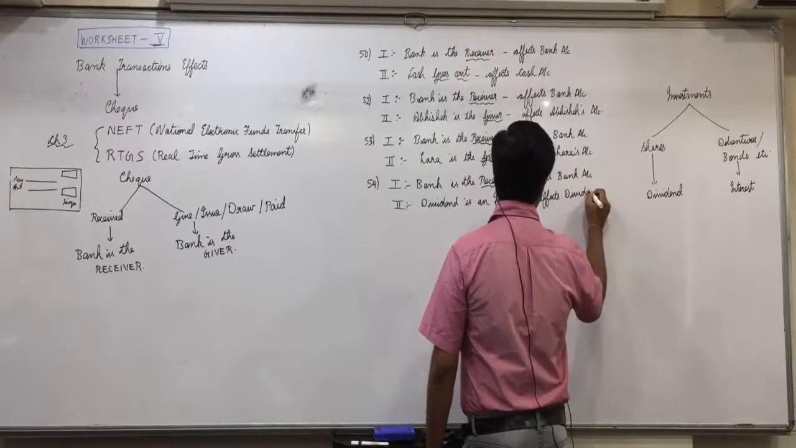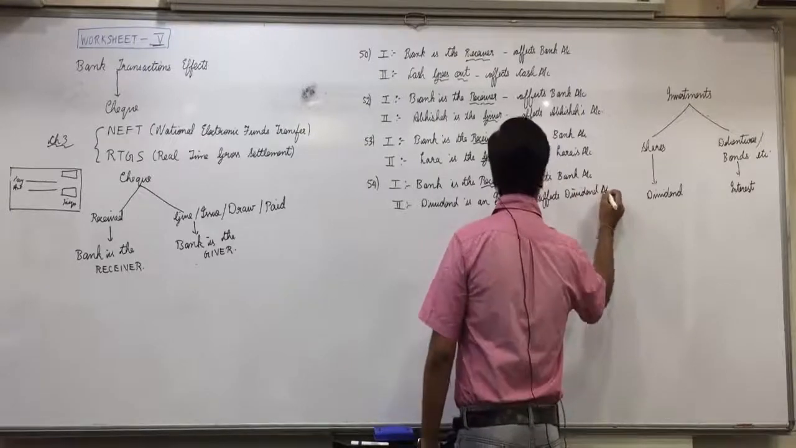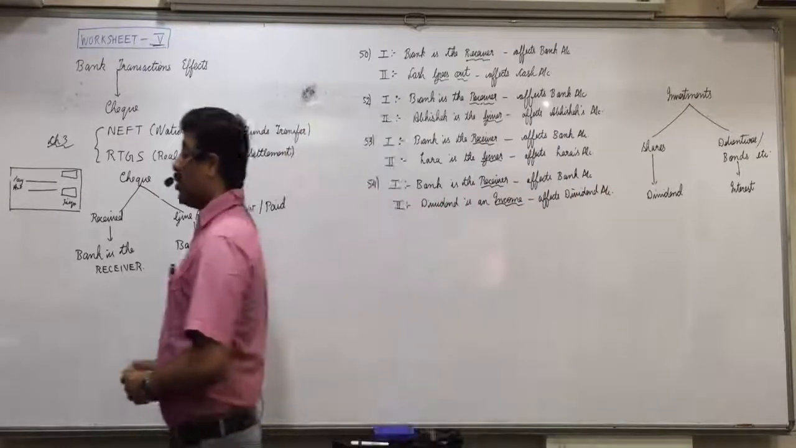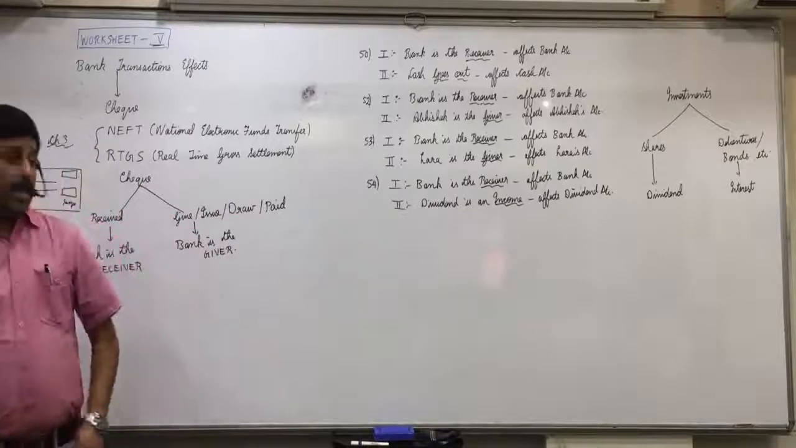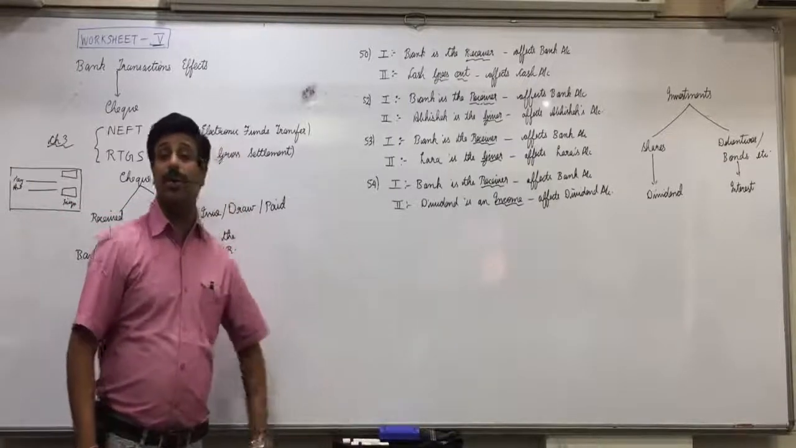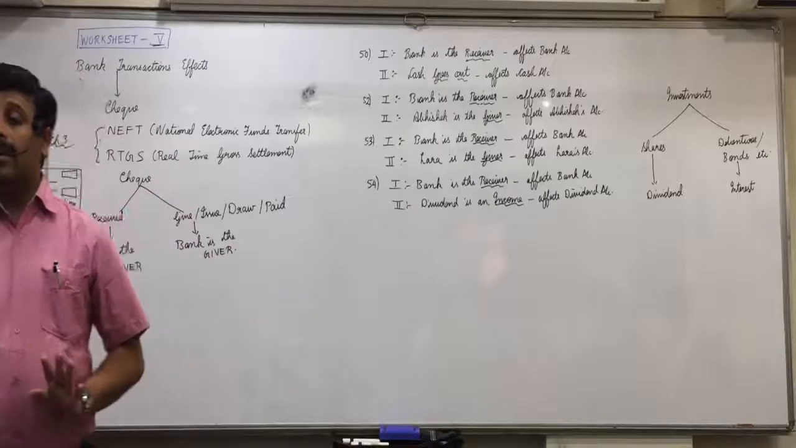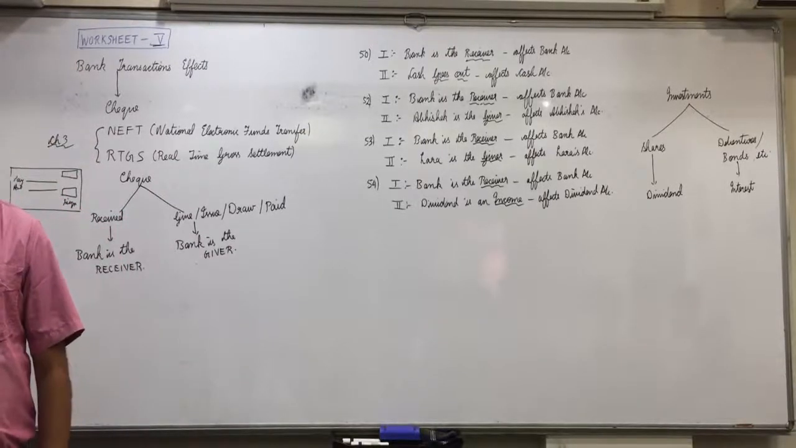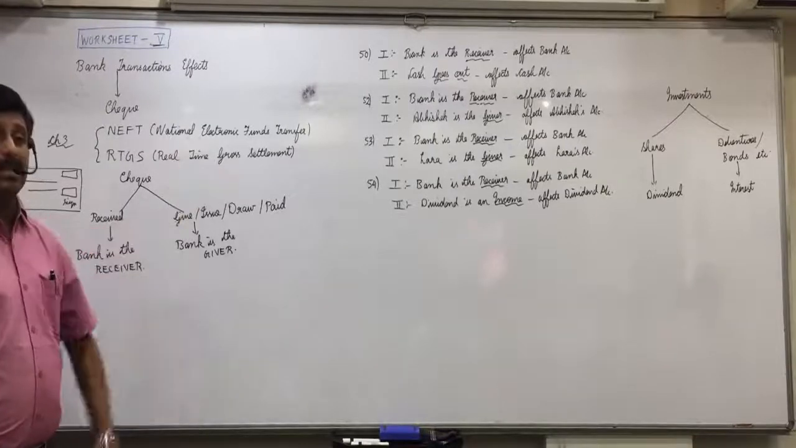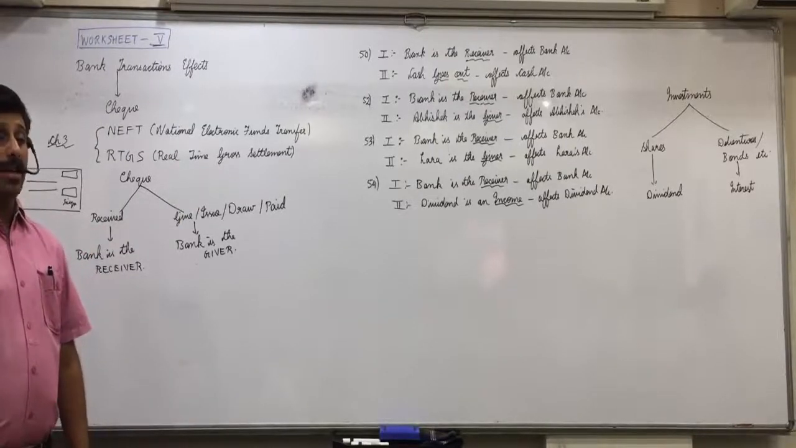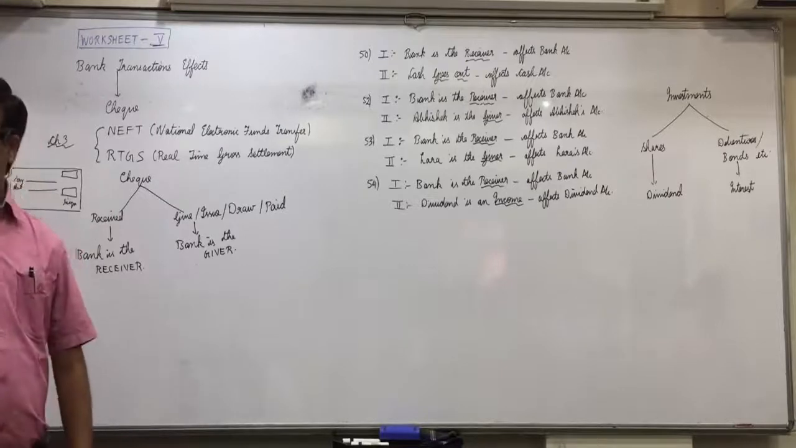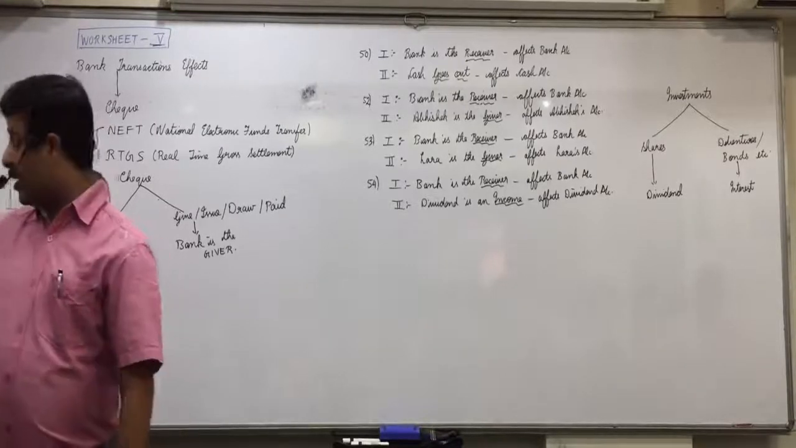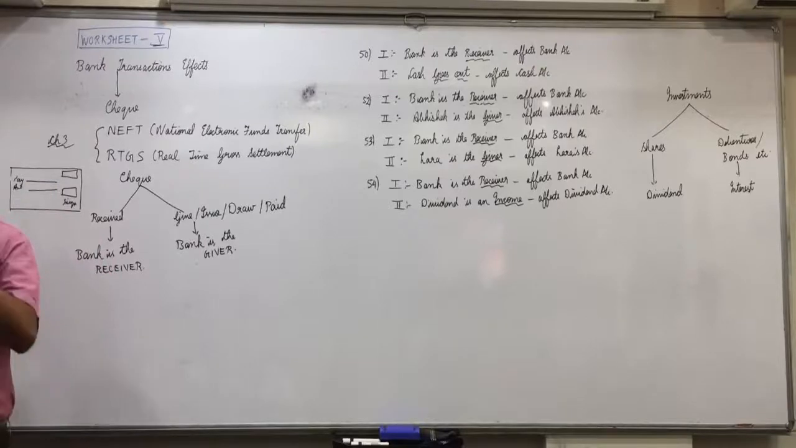So dividend can never be received in the form of cash. Earlier it used to be received in the form of check, and these days the money directly goes into our bank account. They will never mention the word check, but dividend comes, means it is received by check or directly in our bank account. The word check will never be mentioned. So you will always say bank is the receiver, affects bank account, and dividend is an income, affects dividend account. Any confusion in that? Remaining will continue with the practice tomorrow.